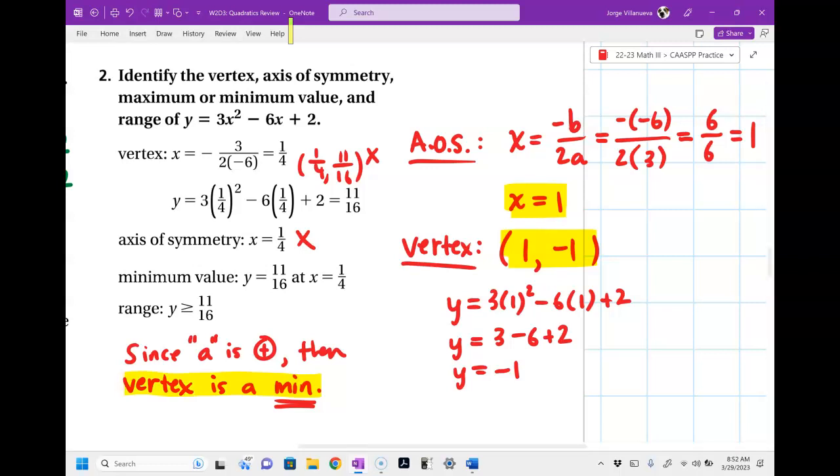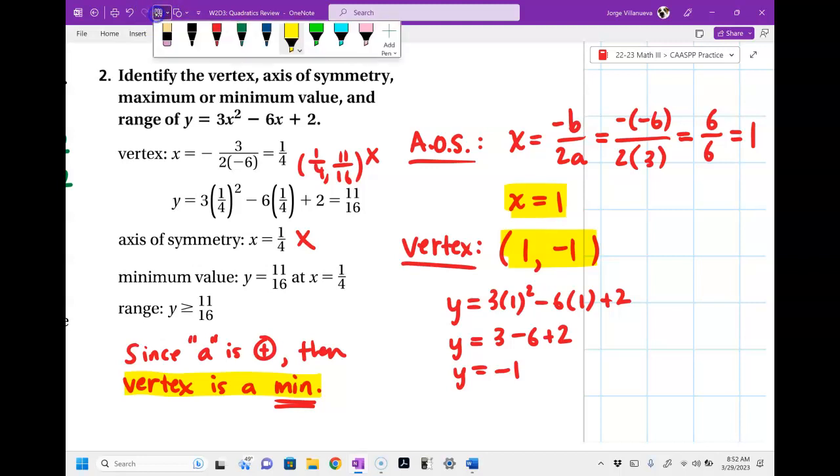So at least they got the fact that it was minimum correct. Which way does it open? If a is positive? Up, right? So that means that my range is upwards from the lowest point. What's the value of my lowest point?